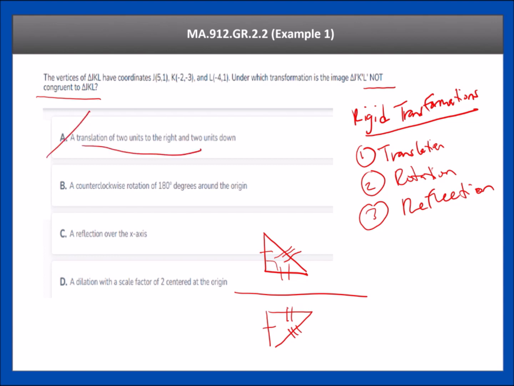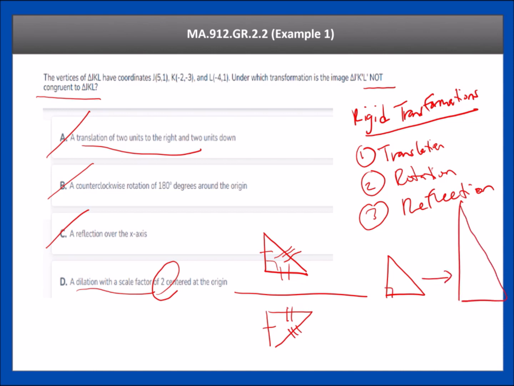So this cannot be the answer because we want it to be not congruent. A rotation is not the answer because we want it to be not congruent, and a rotation makes it congruent. A reflection also makes it congruent, so we can't say C. Dilation. A dilation is when you stretch it. So if you're stretching by a factor of 2, it goes from this size to twice the size, right? That makes it bigger. That makes it not congruent. So the answer is D.